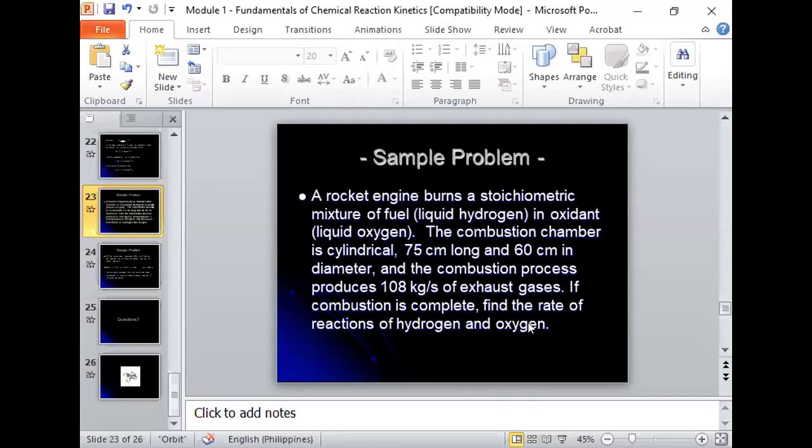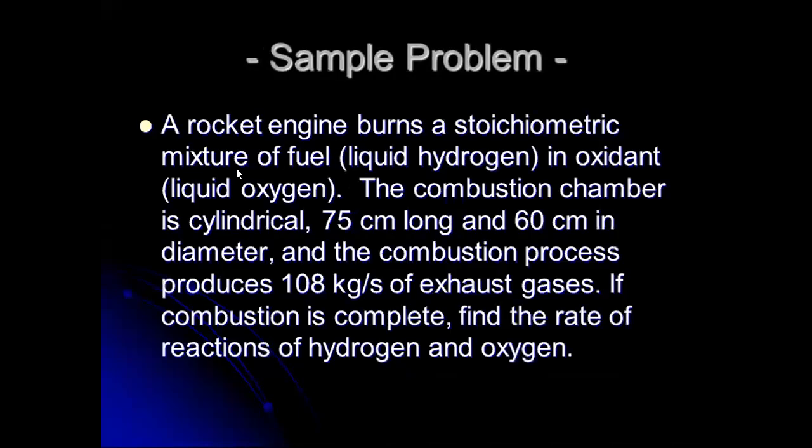So we have here a rocket engine that burns a stoichiometric mixture of fuel. The mixture is liquid hydrogen and an oxidant, liquid oxygen. So it's all liquid for this hydrogen and oxygen. The combustion chamber is cylindrical, 75 centimeters long and 60 centimeters in diameter. The combustion gases produced are 108 kilograms per second of exhaust gases. If combustion is complete, we are to find the rate of reaction of hydrogen and oxygen.